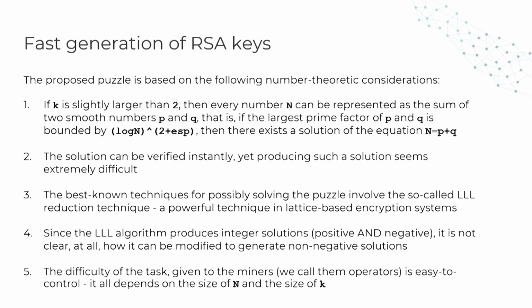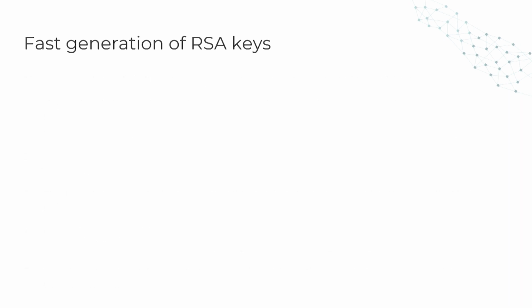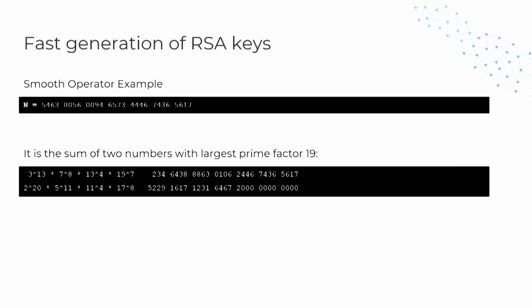For small sizes of smoothness, there are tricks to do, but if, let's say, for the largest prime we use the first 1,000 primes, it's not obvious at all how to do that. So what we propose here is, how about if we just generate a number which is the sum of 2 smooth numbers with the largest prime factor 19. So given n, is there a chance to find quickly p and q such that we know that the largest prime factor is 19? Of course, they have to be co-prime, but that's easy.